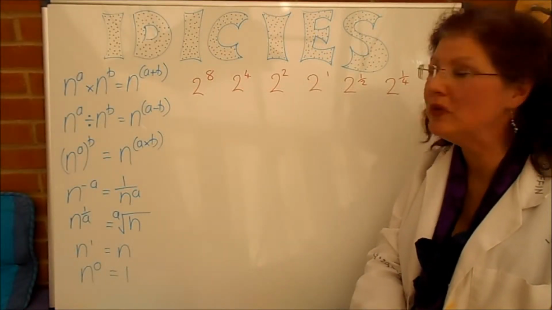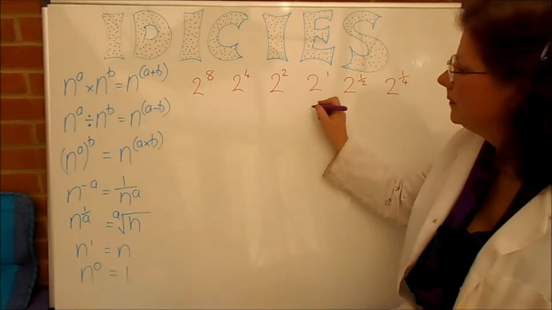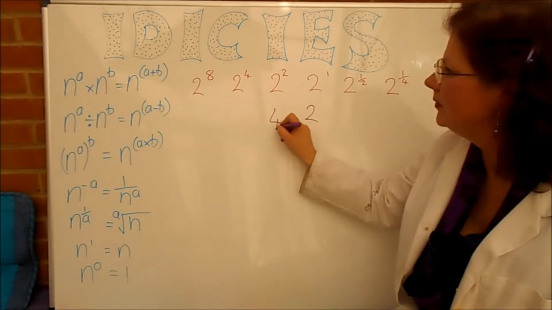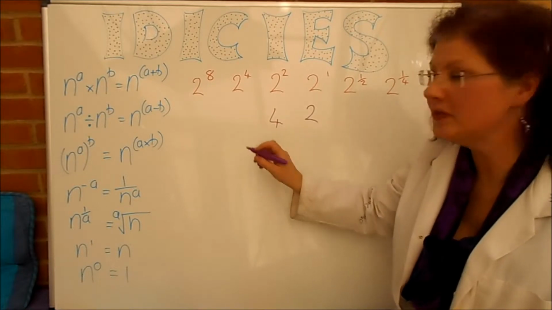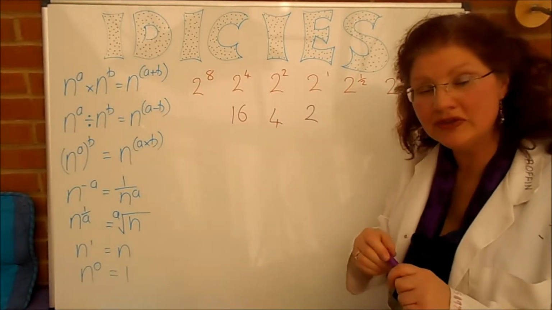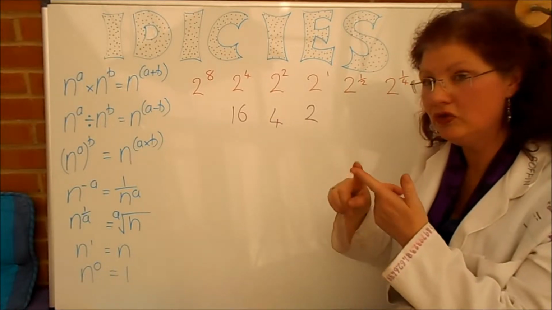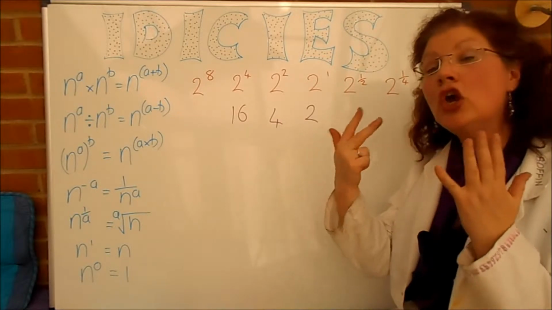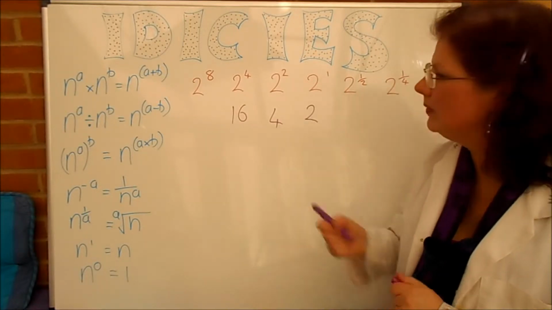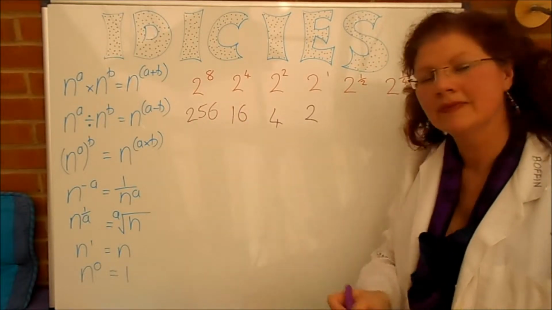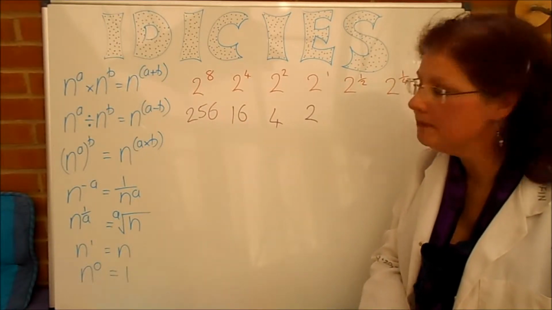Right, the first few of these should be quite simple. 2 to the power 1 is 2. 2 squared is 4. 2 to the power 4, that works out to be 16. And hopefully you know your powers of 2: 2, 4, 8, 16, 32, 64, 128, 256 for that one. And the relationship between them?